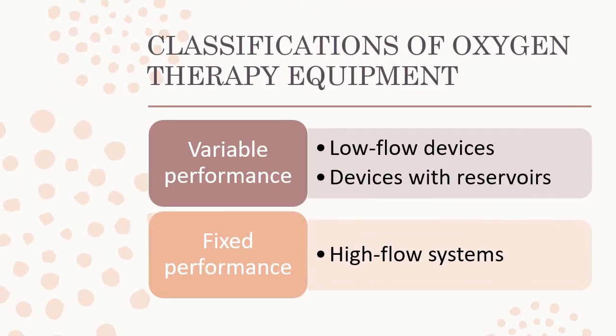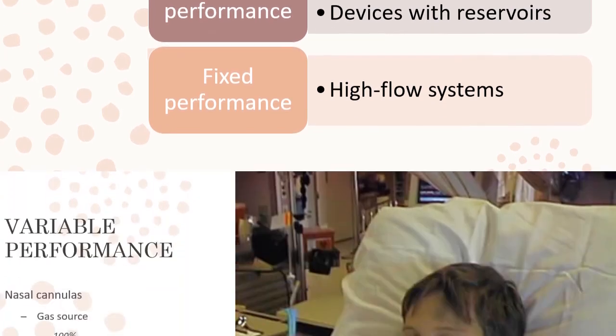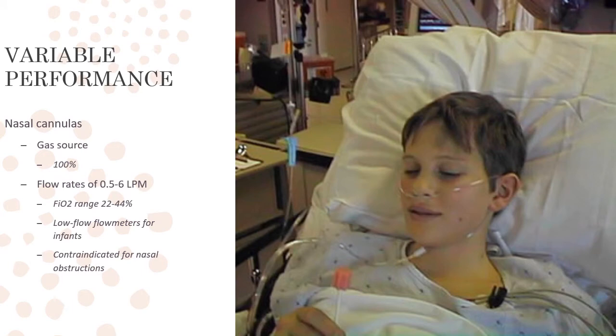Let's talk about the two classifications of oxygen therapy equipment, and this should be a review for most of you. There are low flow or variable performance devices, including devices with reservoirs, and fixed performance or high flow systems. Let's talk about variable performance or low flow devices first, and we'll start with the most commonly used in neonates, infants, and children, the nasal cannula.